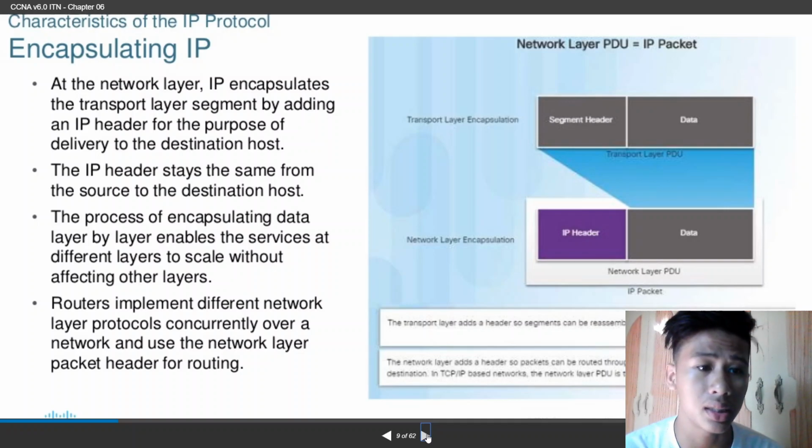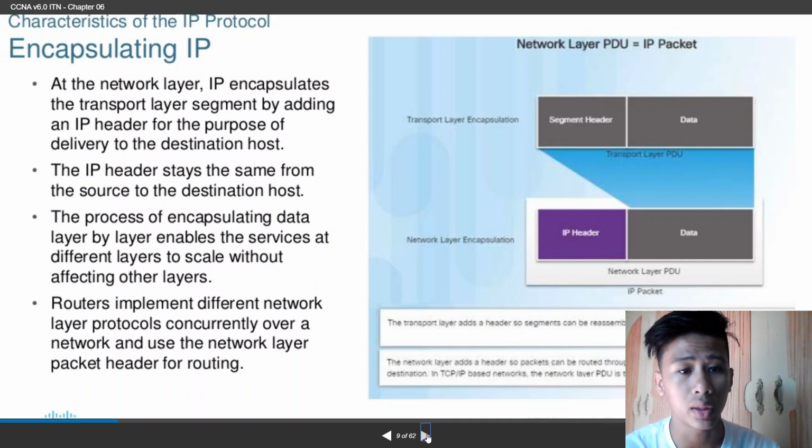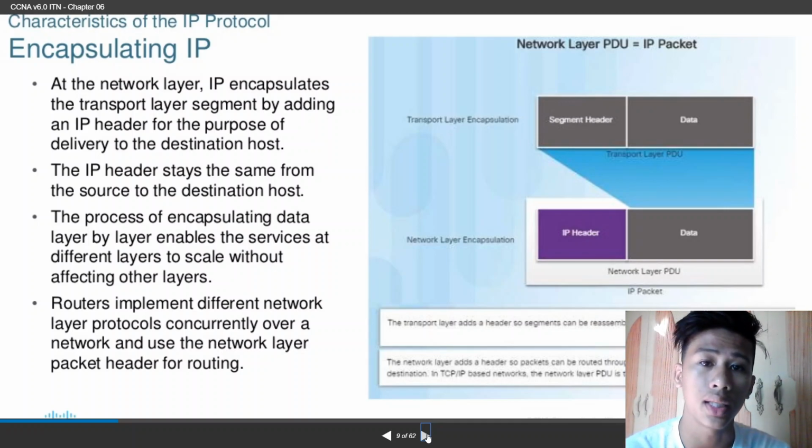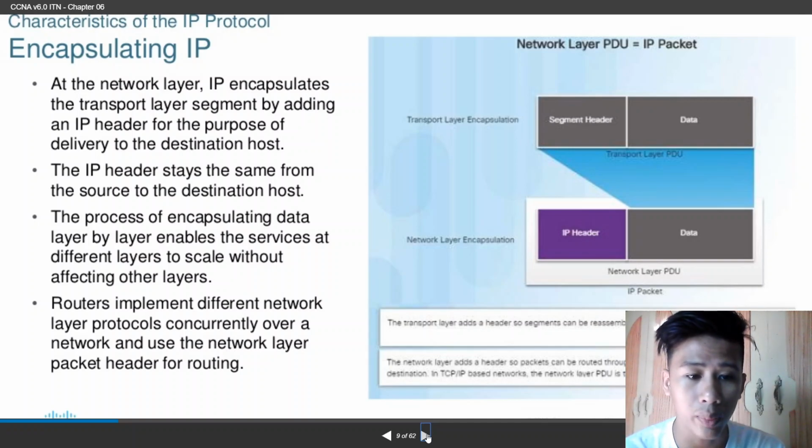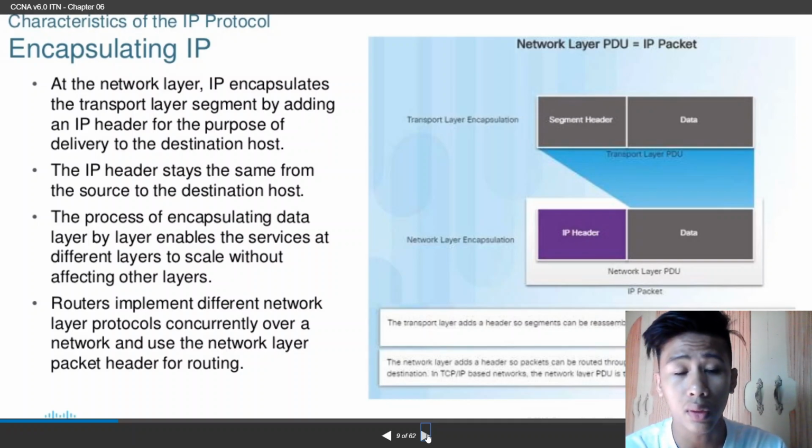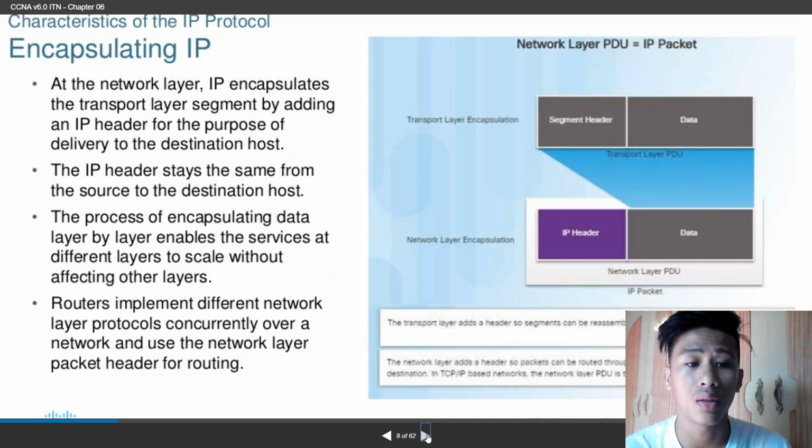Encapsulating IP. IP encapsulates the transport layer segment by adding an IP header for the purpose of delivery to the destination host. Routers implement different network layer protocols concurrently over a network and use the network layer packet header for routing. The process of encapsulating data layer by layer enables the services at different layers to scale without affecting other layers. And the IP header stays the same from the source to the destination host.